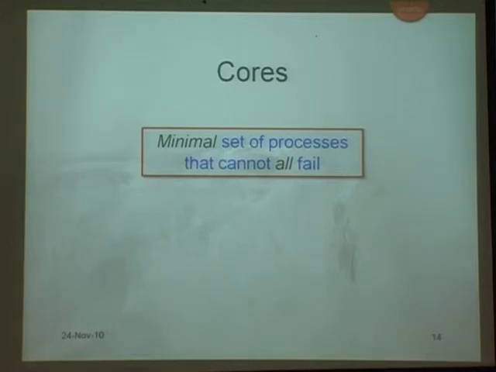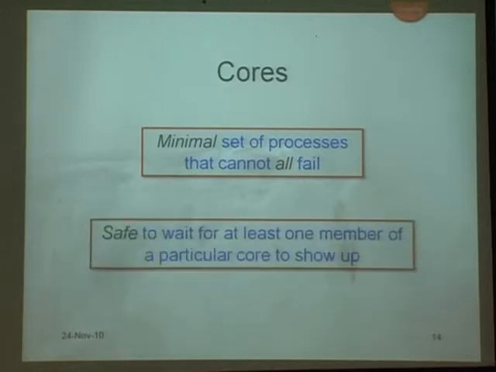So operationally, it says that if you pick a core and you wait for some one of them to show up, that will always happen because they can't all fail. So you're allowed to wait for some member of a core to show up. It's safe to wait for a member of a particular core. You can pick a core and then wait for at least one member of that core to show up.